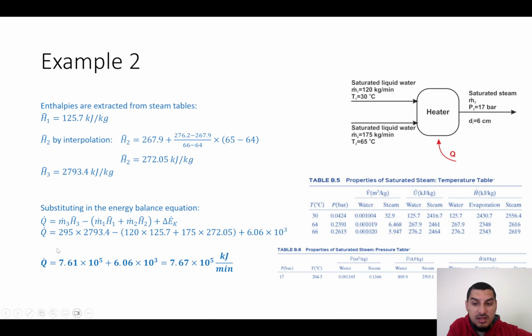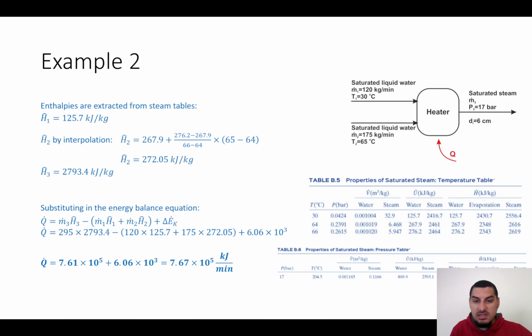Still the enthalpy is the dominant term, and if you check this number and this number, they are almost the same. It's the second decimal place that is affected, which is a very small number that can be neglected. So again, this confirms what we mentioned before about the small values of kinetic energy and potential energy.